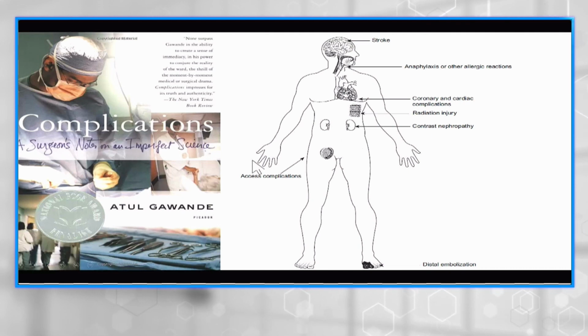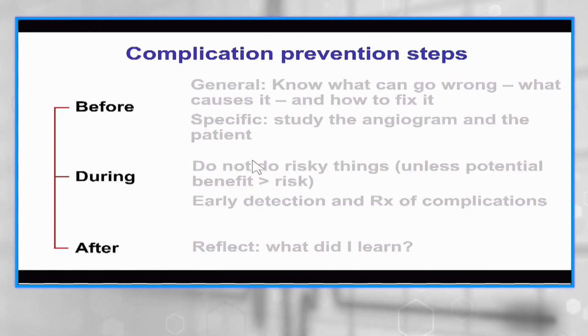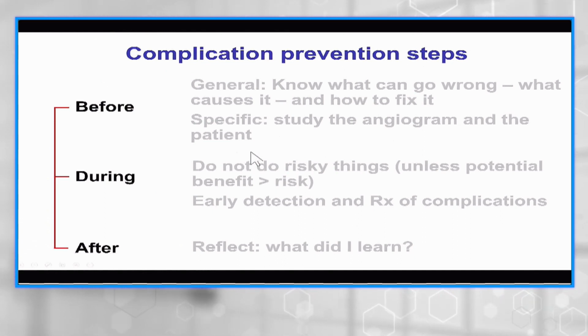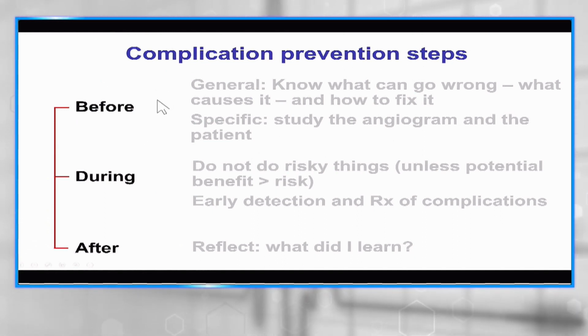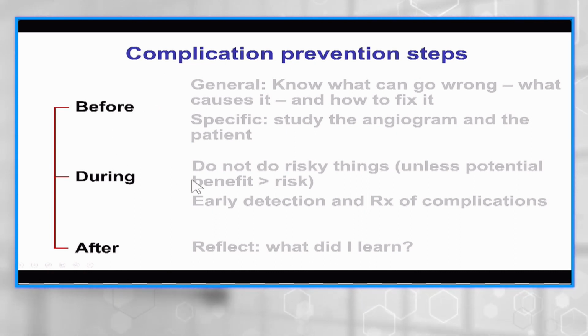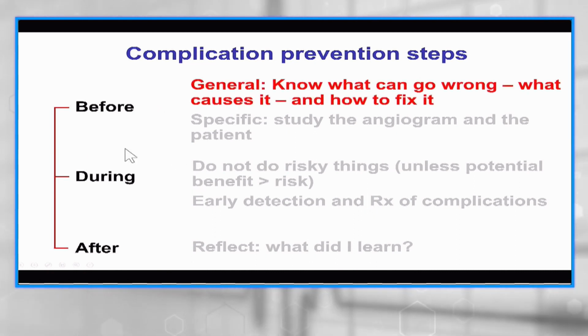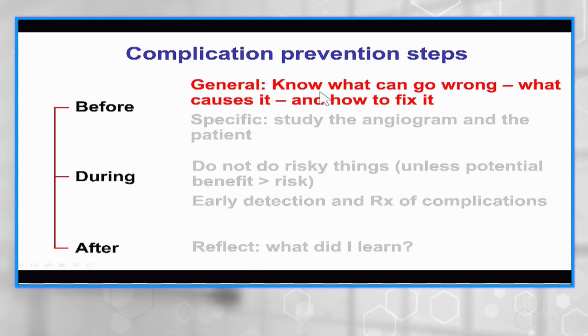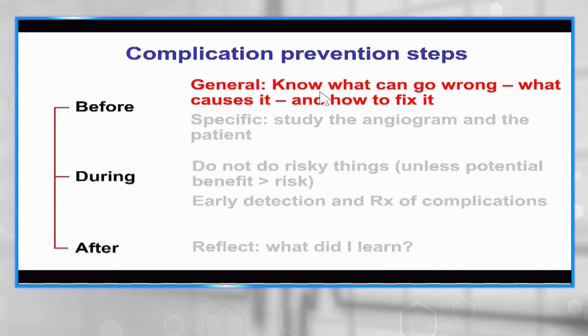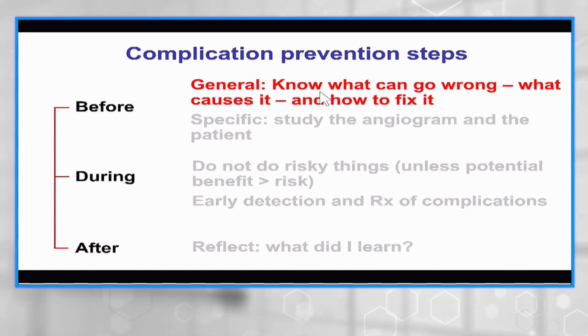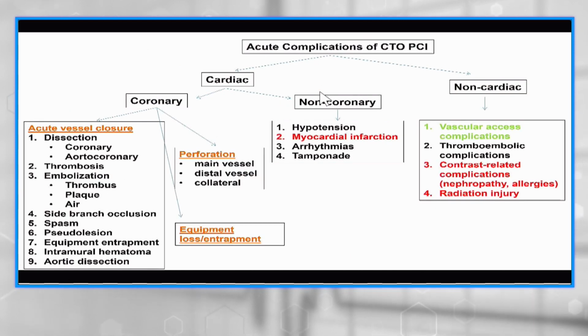Complications are part of the interventional procedure, especially CTO-PCI, where the risk of complications is higher. And the way to approach them is by thinking about them both before, during, and after every procedure. What to do before every procedure? It is important to know what actually can go wrong, what are the potential causes of complications, and what to do if a complication occurs.